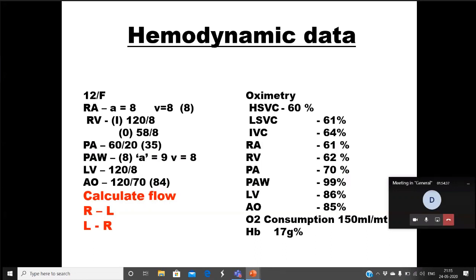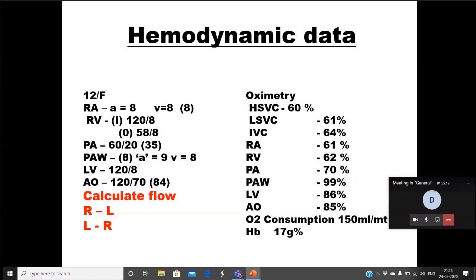12-year-old female, sir. RA pressure: A is 8, B is 8, and mean pressure is 8. It's higher limit of normal. RV pressure is 120 by 8. There's no gradient between RA and RV. RV systolic pressure is high in the inflow, 120. In the outflow it is 58 by 8. There is a gradient between RV inflow and outflow, a systolic gradient of around 60. PA pressure is 60 by 20. There's no gradient between RV outflow and PA.